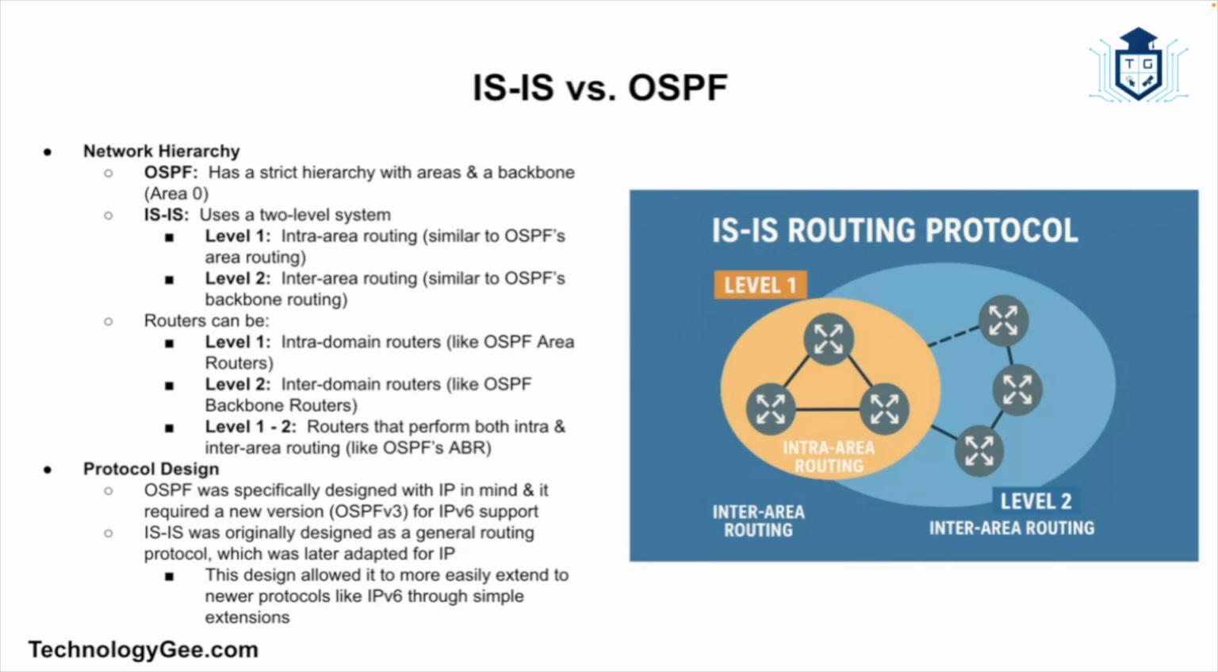And then when it comes to protocol design, OSPF was designed with IP in mind, and ISIS was designed as a general routing protocol and later adapted for IP, which makes it easier to extend to new protocols like IP version 6. And also, OSPF needed an entirely new version, such as OSPF version 3 for IP version 6. But when it comes to ISIS, it just got a simple extension.